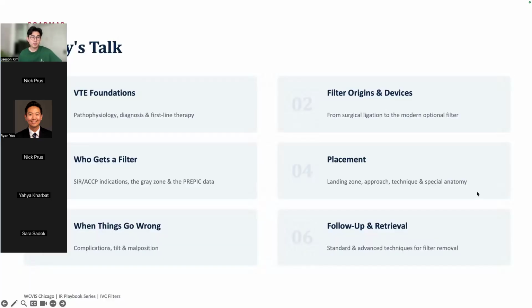Okay, so here's the plan for today's talk. We'll first cover the disease itself, which is venous thromboembolism, and then we'll see why anyone came up with the idea of a filter in the first place. Then we'll look at the devices and a little bit of their history. And after that, we'll spend some time looking at who actually qualifies for a filter, because that turns out to be the part most people get wrong. And finally, we'll go through how the filter is placed, what can go wrong, and how you can remove it.